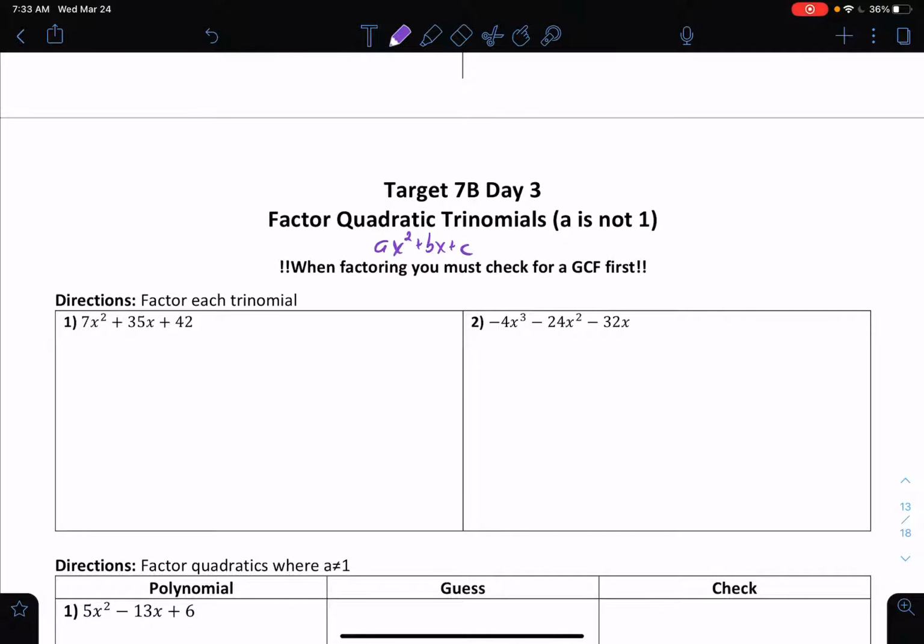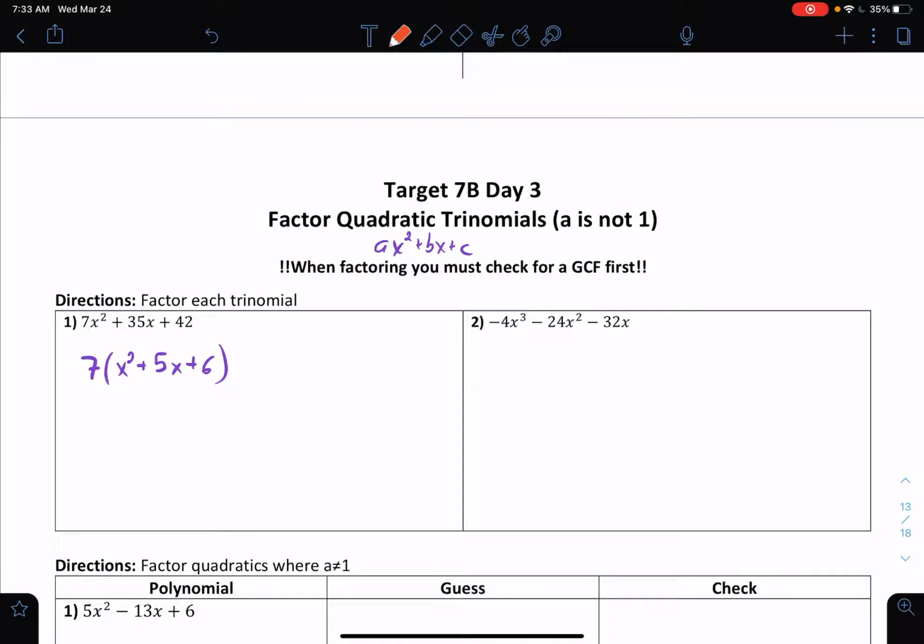All right, now we have to look for a greatest common factor. So remember, the greatest common factor is the biggest number that they share and the biggest number of variables that they share. So the last term, 42, does not have any variables, so I cannot factor out a variable. All right, but I see a 7, I see a 35, and I see a 42. 7 goes into each of those. So if I factor out a 7, I'm going to be left with x squared plus 5x plus 6. Okay, x squared plus 5x plus 6.